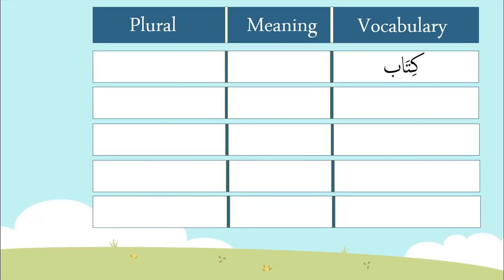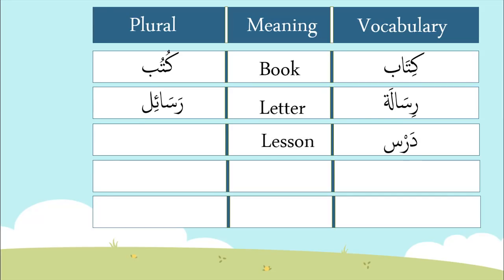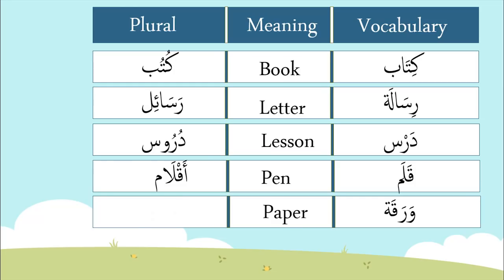كتاب, a book. كتب, books. رسالة, letter. رسائل, letters. درس, lesson. دروس, lessons. قلم, pen. أقلام, pens. ورقة, a paper. أوراق, papers.